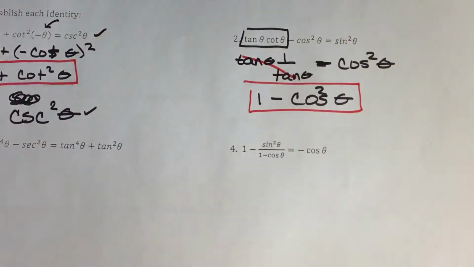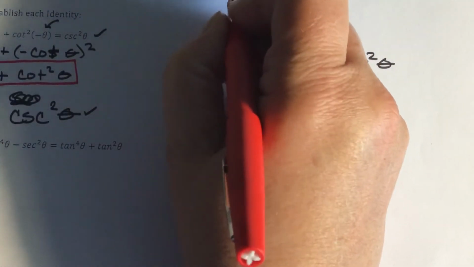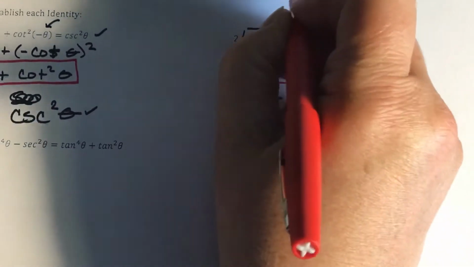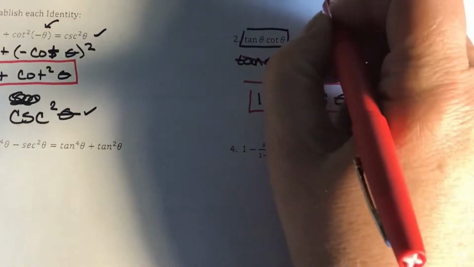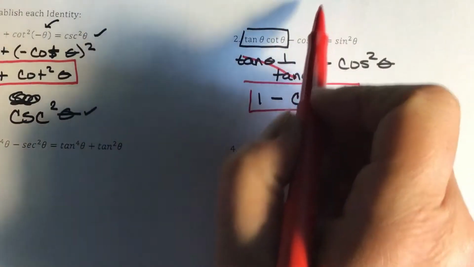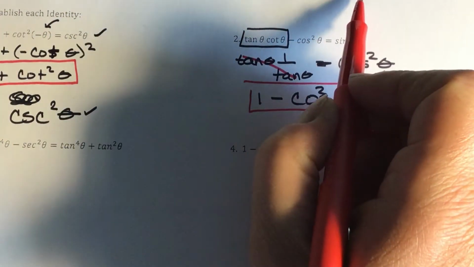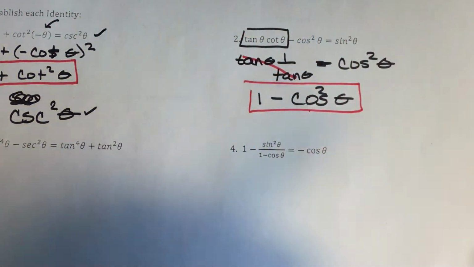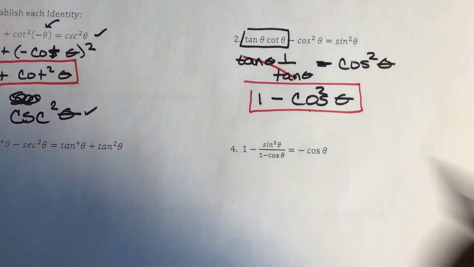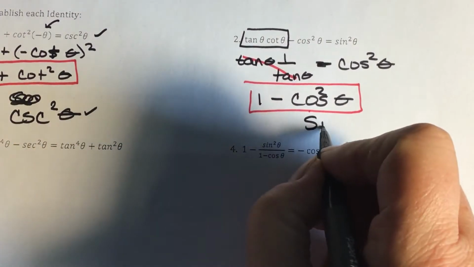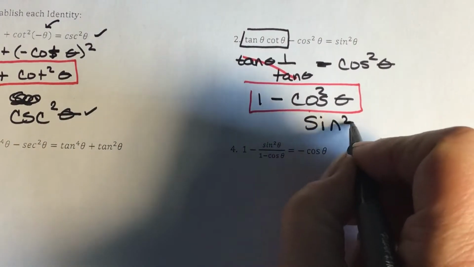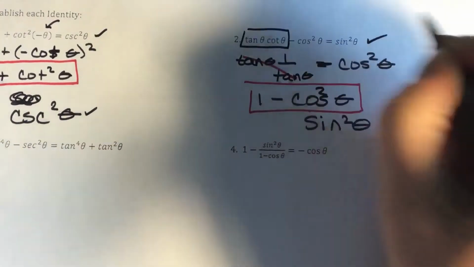If we do sine squared plus cosine squared equals 1, I can subtract cosine squared, and 1 minus cosine squared would be the same thing as sine squared. And that's what we have here.